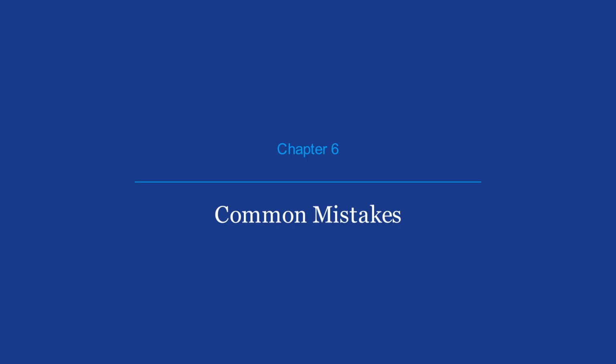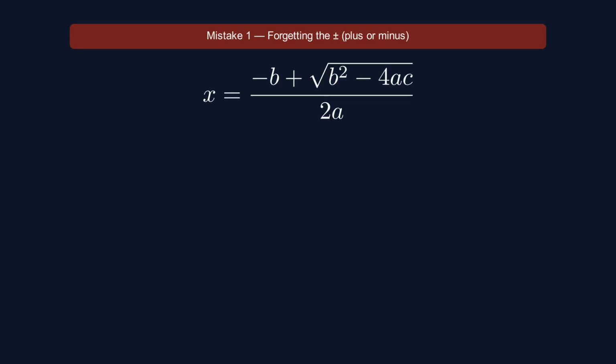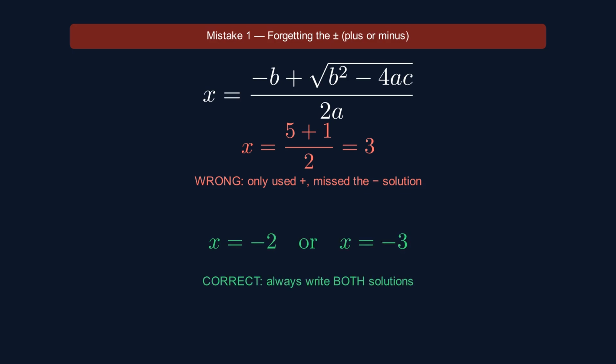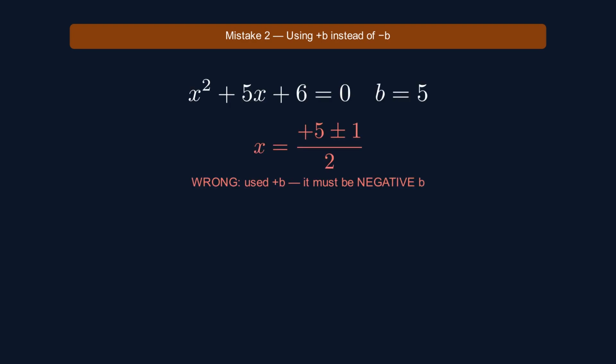Common mistakes. Mistake 1. Forgetting the plus or minus. Always write both solutions. Mistake 2. Wrong sign for b. It is negative b in the formula, not b.